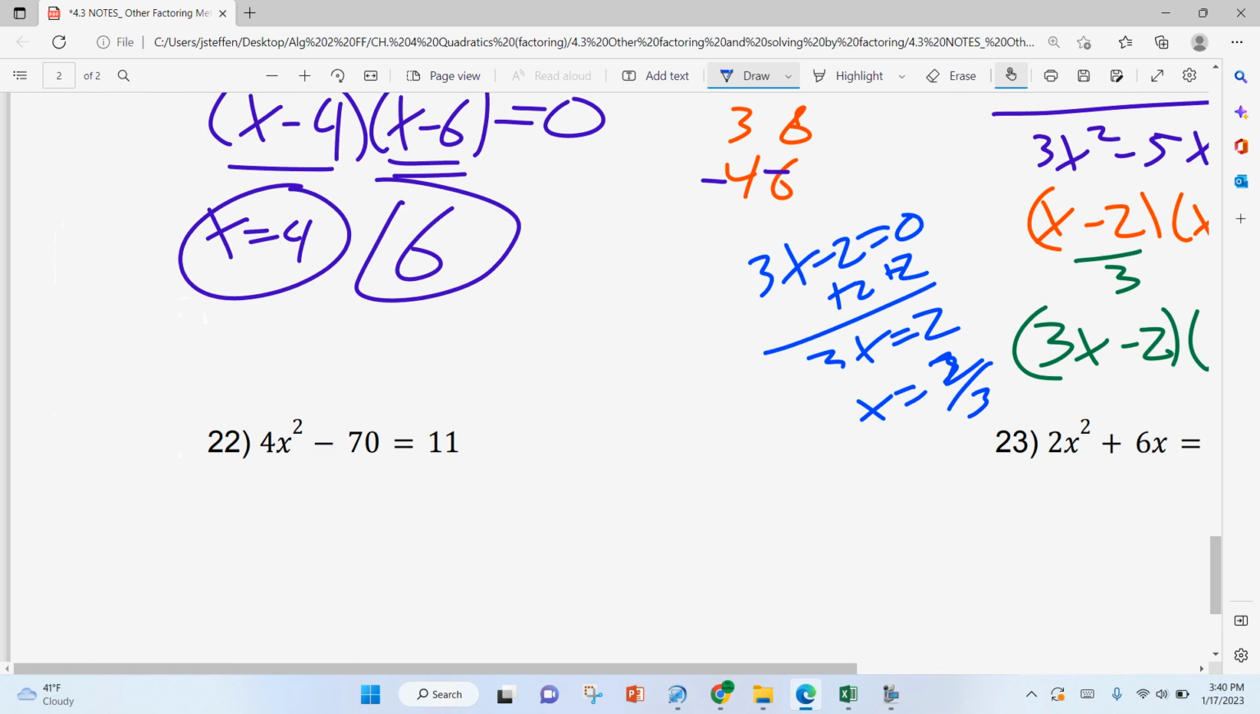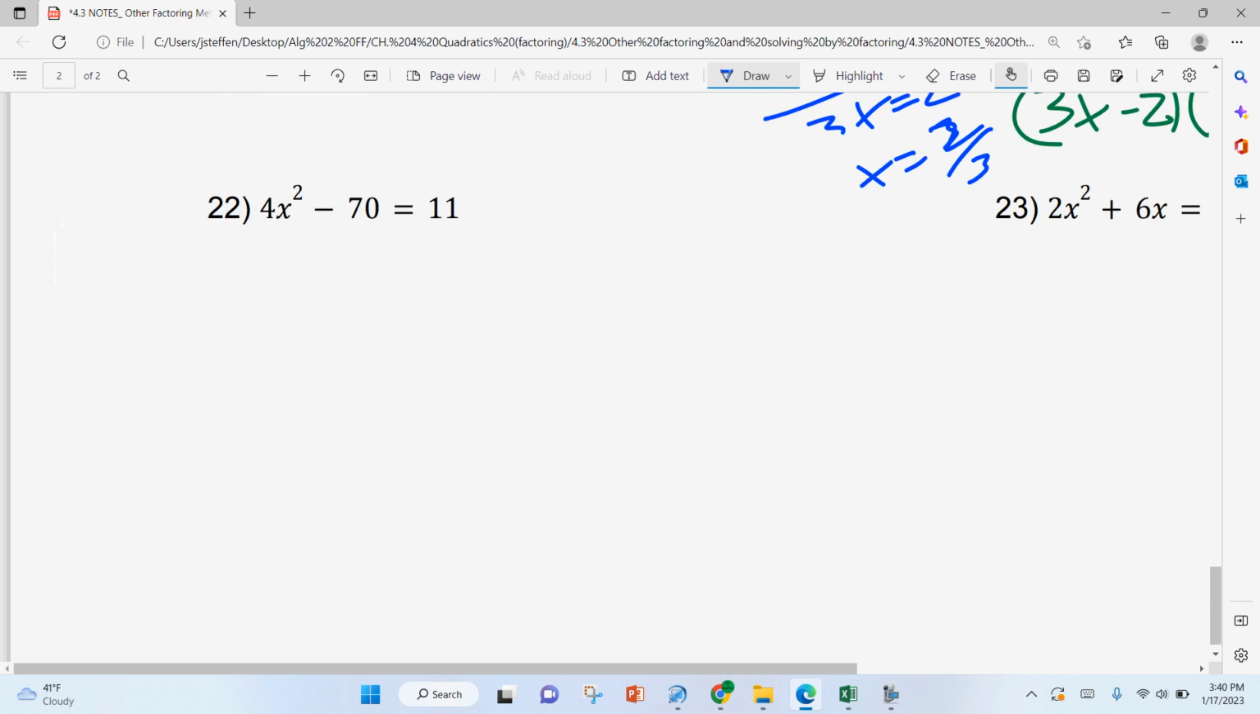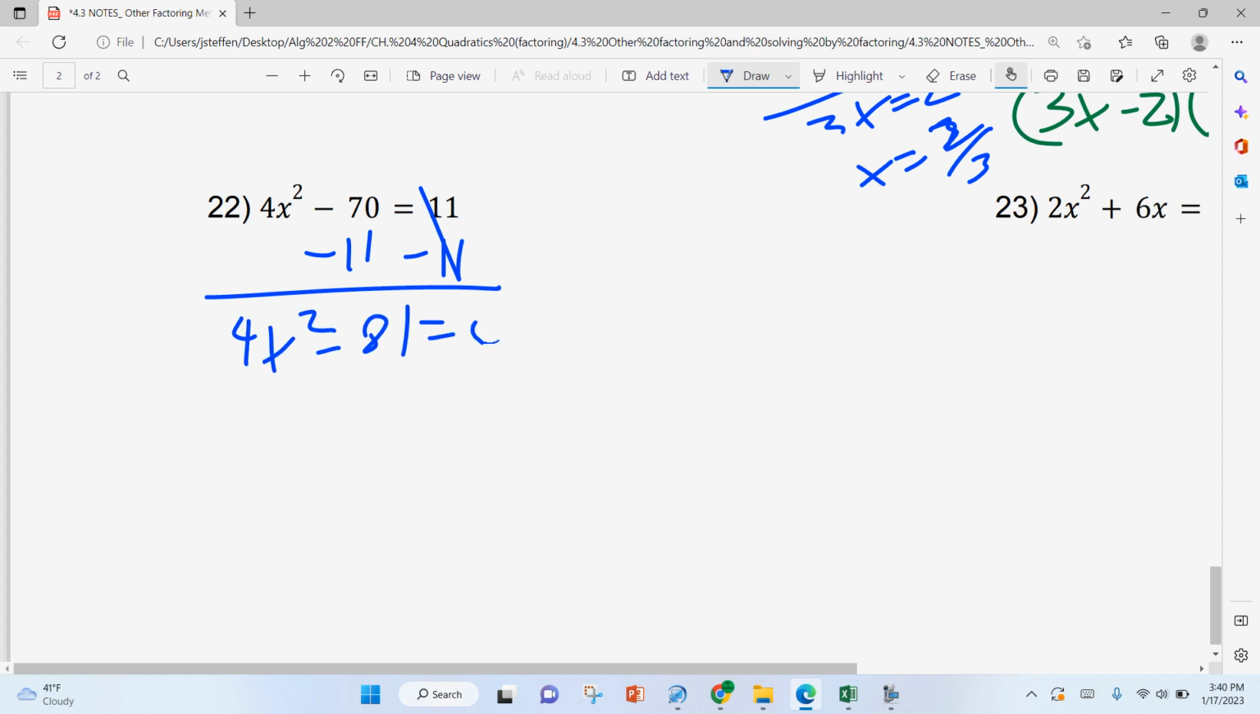Now the last ones aren't as bad. This one is factor difference of squares. There's actually some other ways to solve this one, but we're going to stick with difference of squares. So what number squared is 4x squared? That's 2x. What number squared is 81? It's 9. So we have 2x plus 9.